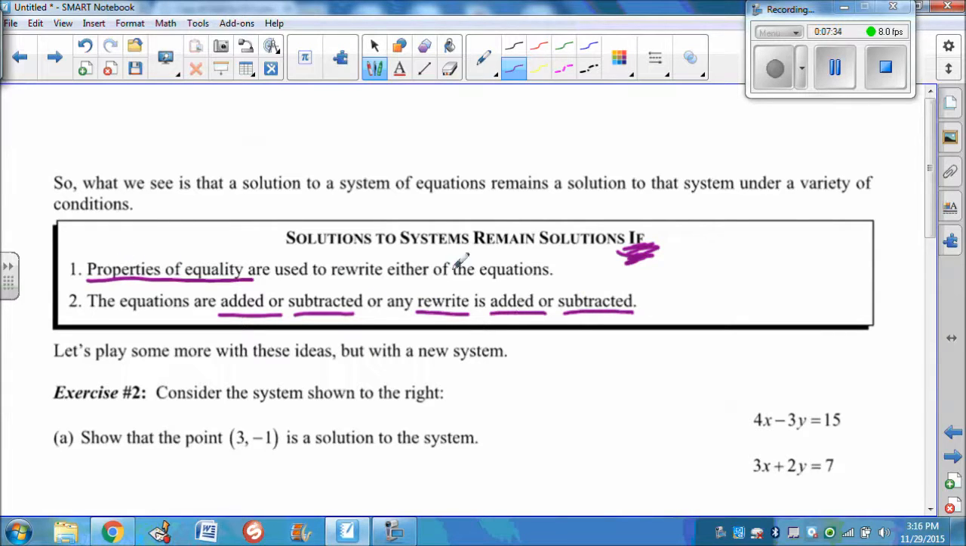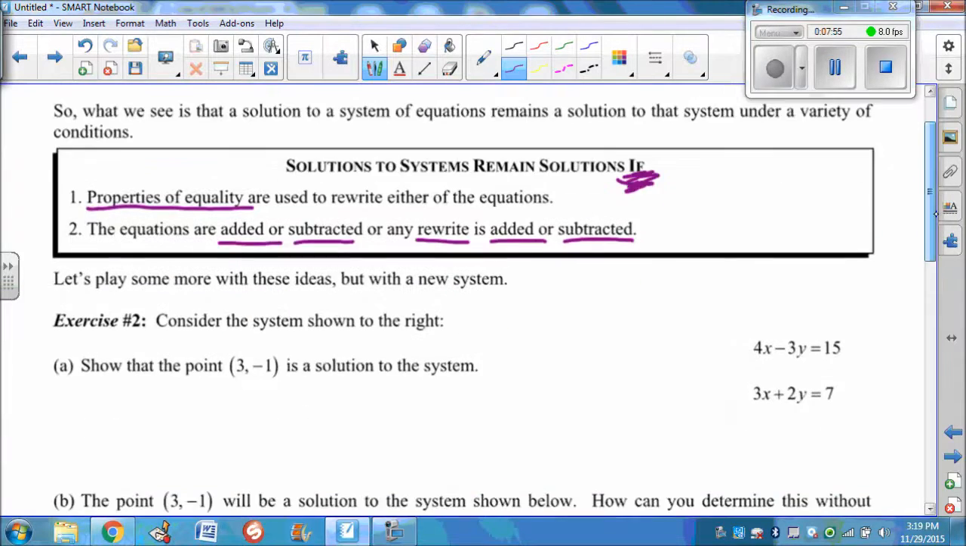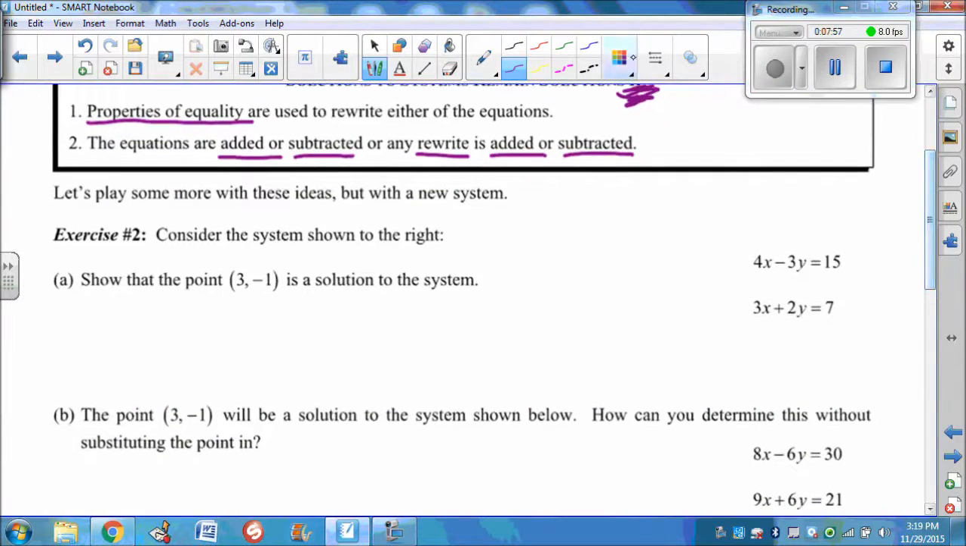So our properties of equality mean we can multiply by a constant, we could divide by a constant, and then they're also saying that we could add or subtract the two equations, or any rewrite we could add or subtract, and those solutions will remain the same. So let's play some more with these ideas, but with a new system. So we've got two new equations here, and it says show that (3, -1) is the solution.